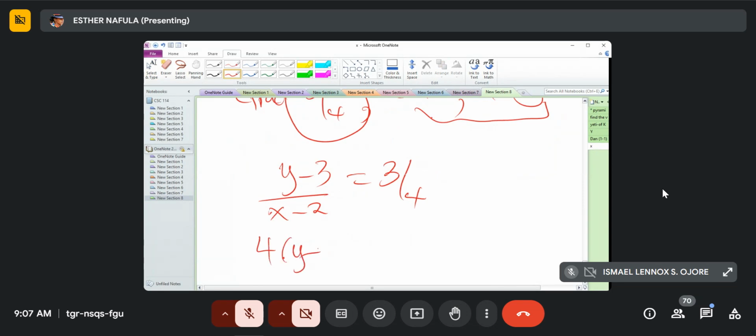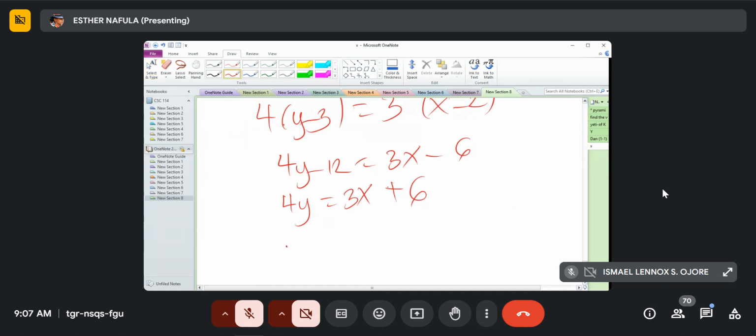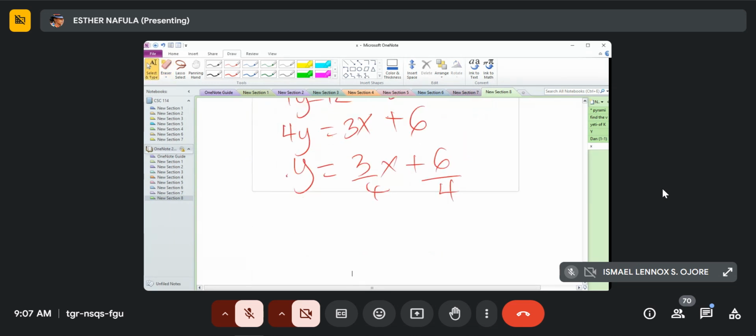4 into y minus 3 is equal to 3 into x minus 2. 4y minus 12 equals 3x minus 6. 4y equals 3x minus 6 plus 12, that is plus 6. Therefore, your y here equals 3 over 4x plus 6 over 4. That is if you're given 2 points. We've now reminded ourselves how to come up with the equation.